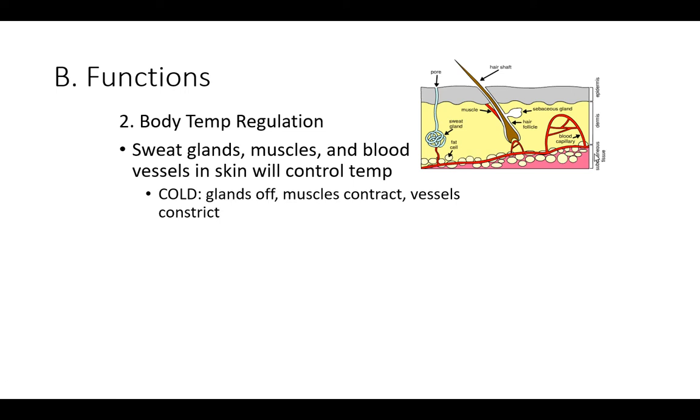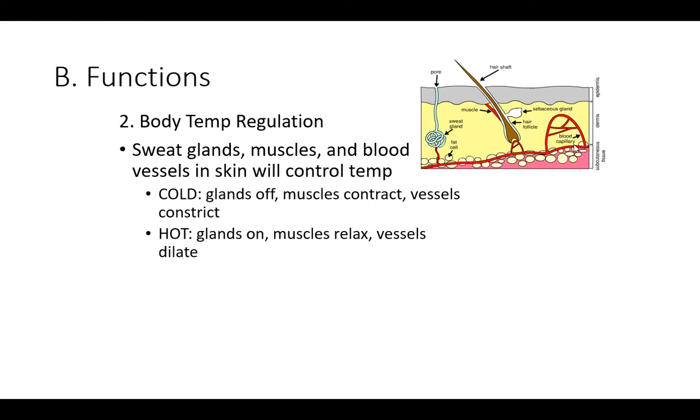When it is cold, your sweat glands turn off, right? So you do not need to secrete sweat when you are cold. You do not need that cooling effect. Your muscles will start to contract. And so you have muscles that sit just below this hypodermal layer. You also have little tiny muscles that are attached to every hair follicle. And so those muscles will contract and generate heat. And then the vessels, these blood vessels, will actually constrict. And by constricting, it is reserving or keeping in the heat that exists within your circulatory system.